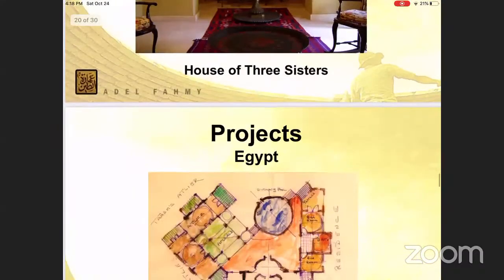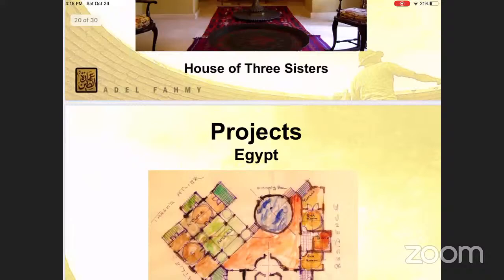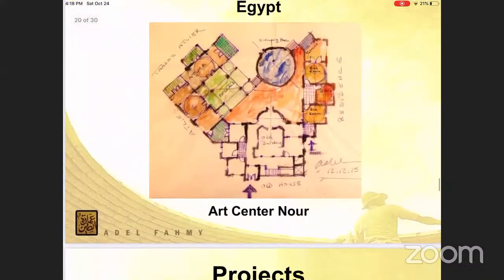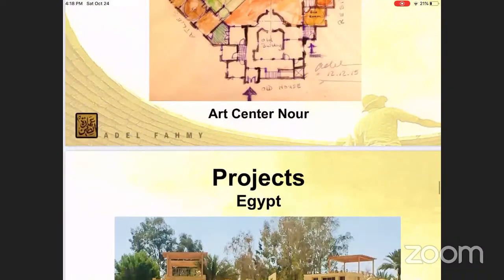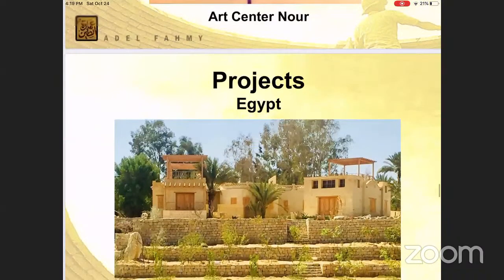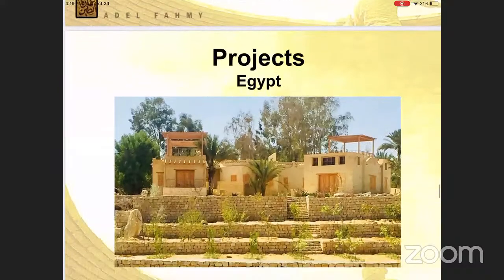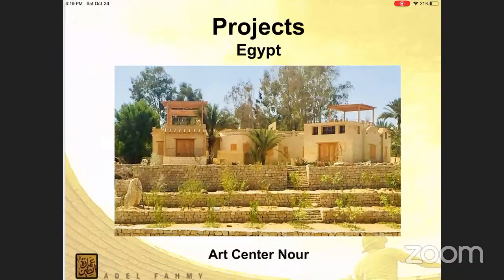I will show you another example. This is an art center in Fayoum. Also here we used the same materials, clay, wood, natural stone, and we succeeded in making such a beautiful art center to teach children art and a lot of activities.